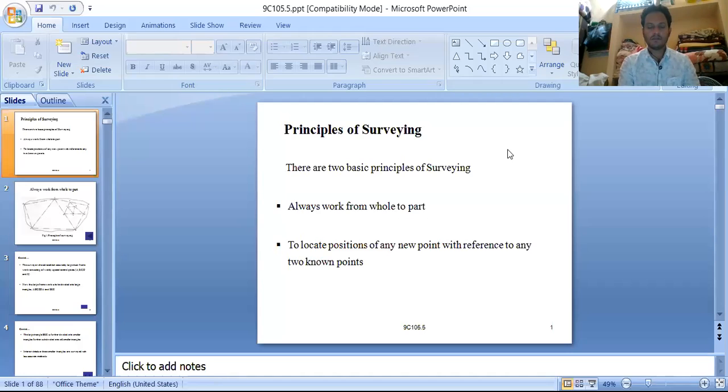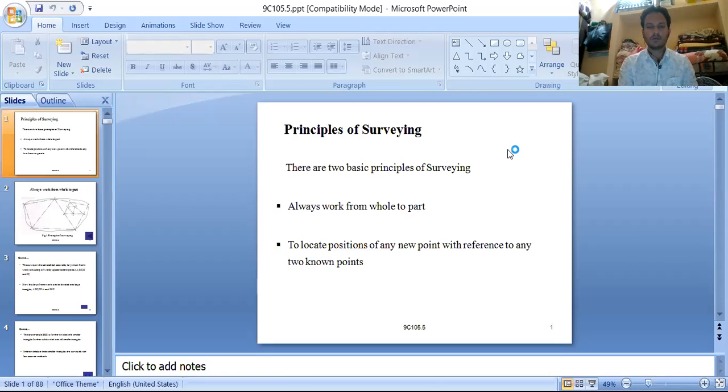Hello everyone. In the previous class, we have learned the basics of surveying. We have learned the definition of surveying and objective of surveying. Along with that, we have also learned classification of survey based on object of survey and classification of survey based on instruments used. And we have learned so many classifications of surveying in detail.